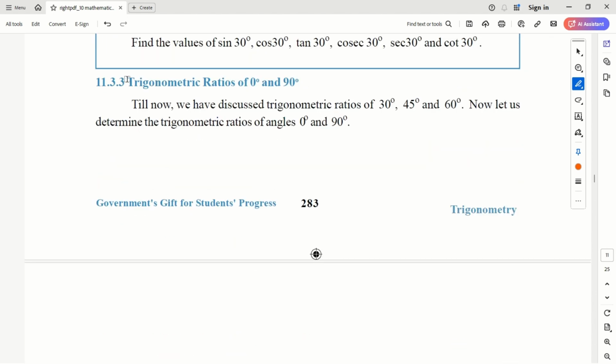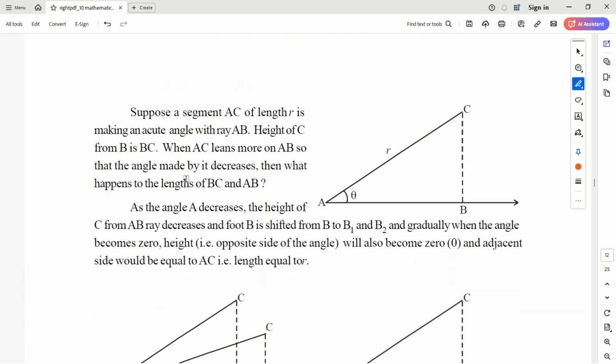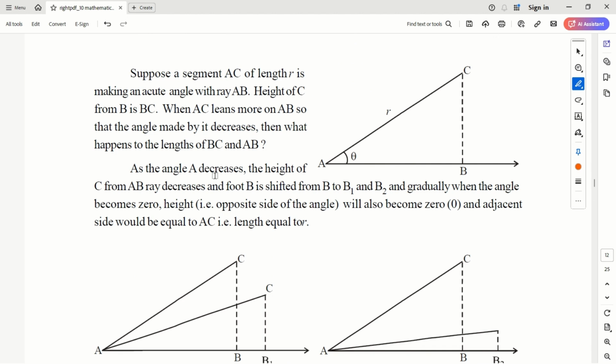Now, how to find the trigonometric ratios for 0 degrees and 90 degrees? Here we need to make some assumption. You have a triangle like this. When this theta is 0 degrees, AC will fall onto AB, only when AC exactly falls onto AB. In that case, what happens to BC? BC is almost 0. As theta approaches 0, BC becomes 0 and AB and AC will be equal.